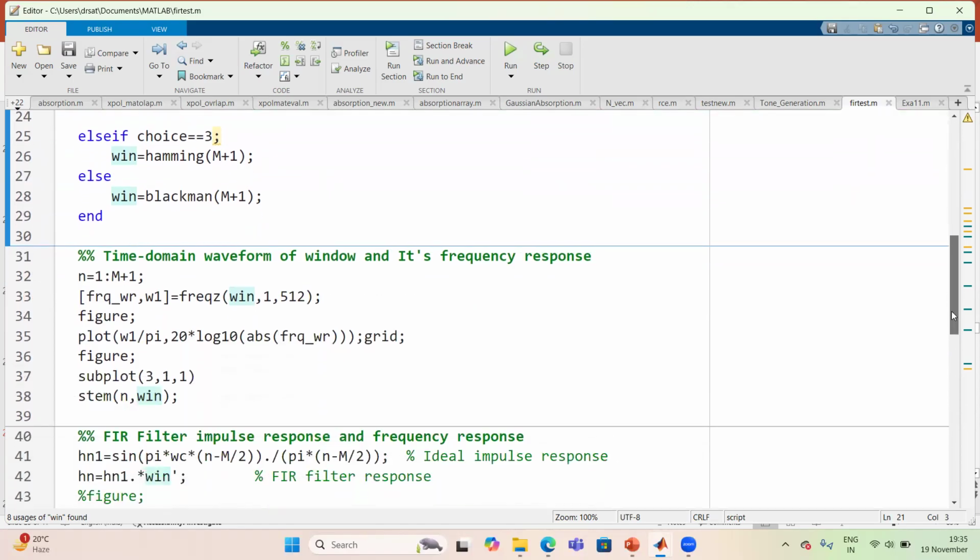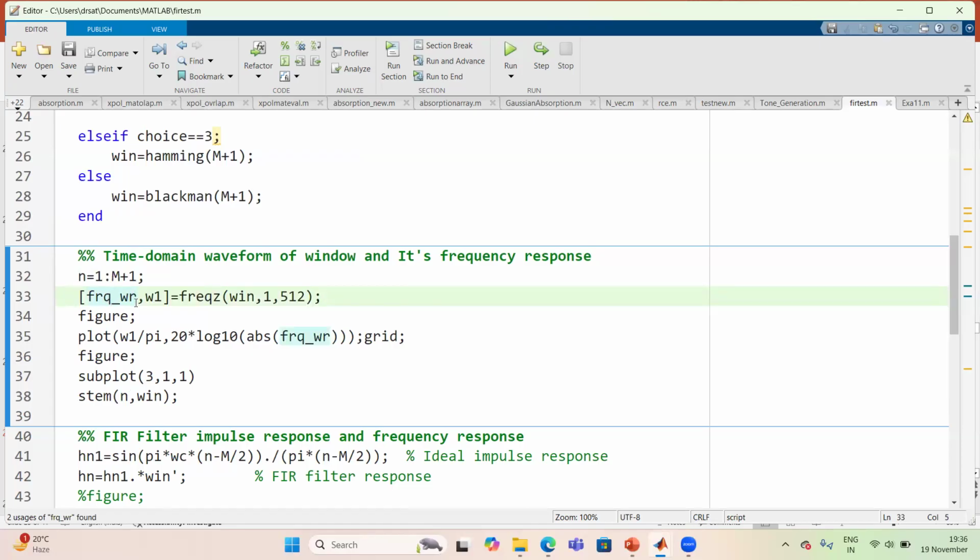Now we have to generate the time domain waveform of the window and its frequency response. For that purpose, I have created this array for time index n, which is varying from 1 up to n plus 1. Here I have to get the frequency response of the window. I have already discussed the freqz command in my previous lectures, so please go through it and try to understand. This freqz command will be used for calculating the frequency response of the window. The corresponding frequencies are going to be stored in this variable W1, and the corresponding frequency response is going to be stored in this particular variable FRQ WR.